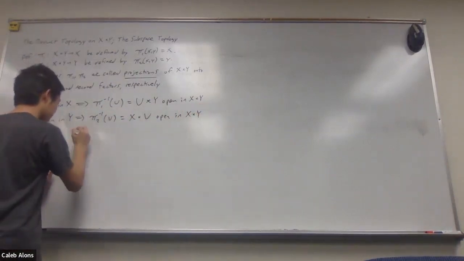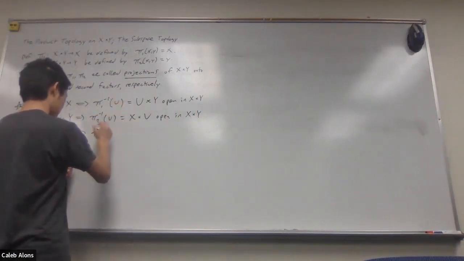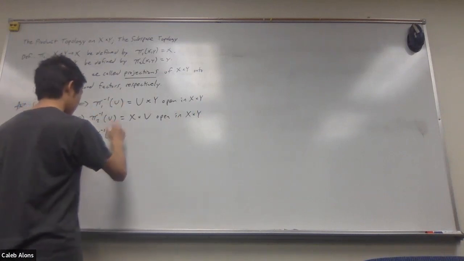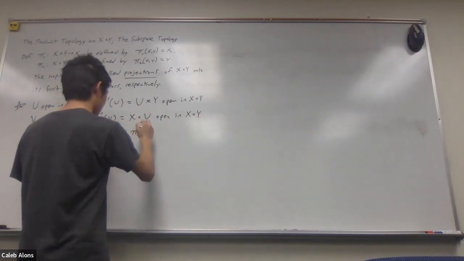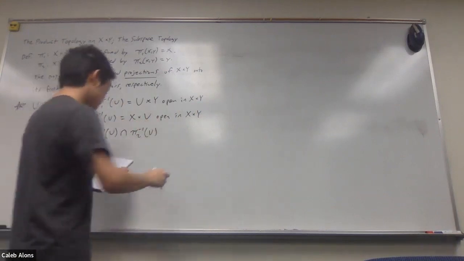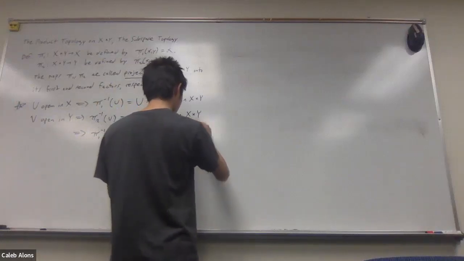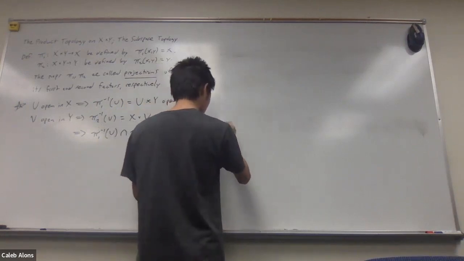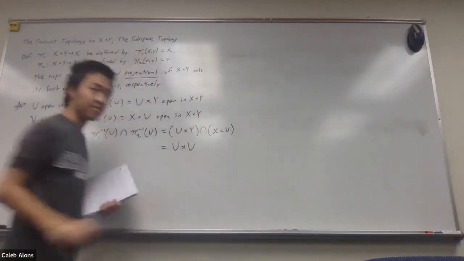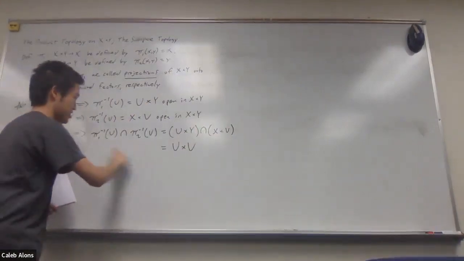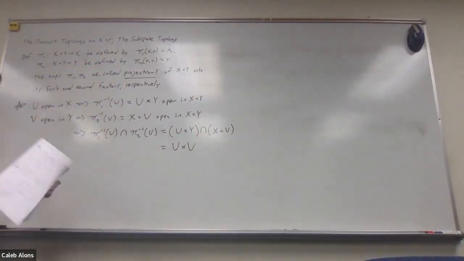And so put together, since both of these are going to be open, we have that the inverse image of U intersecting the inverse image of V from P2 is taking U cross Y intersecting X cross V, and that intersection is just U cross V. So we're going to use this projection substitution in as hardware for a proof.